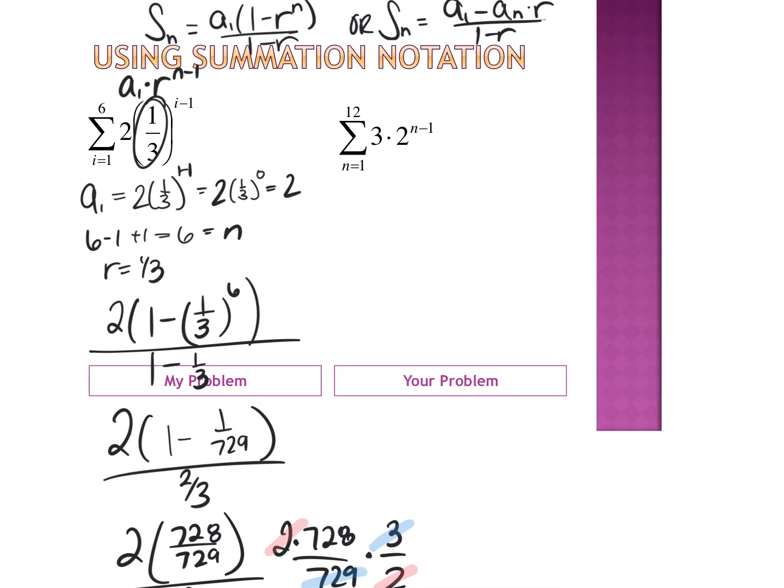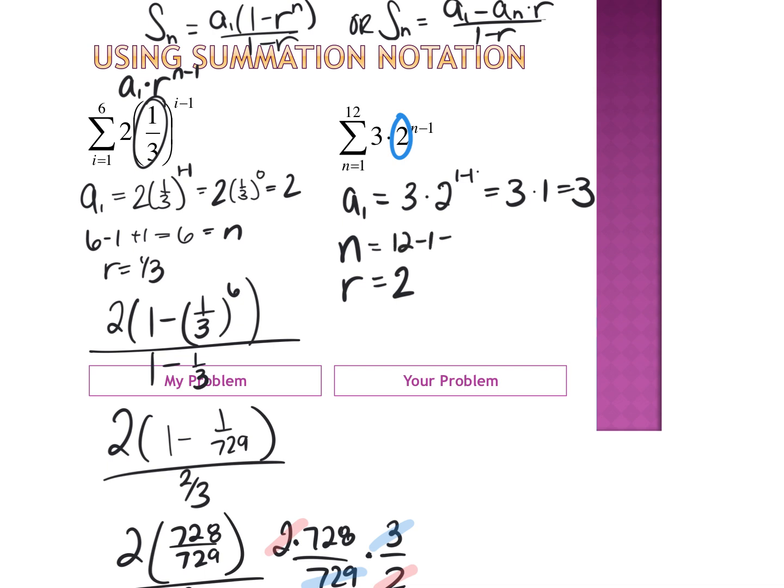Try this one. What is your A1? What is your n? What is your r? Identify those. It looks like it's in the A1 times r to the n minus 1 form. So 3 times 2 to the 1 minus 1 is 3 times 1, because 2 to the 0 was 1. So 3 is my A1. My r is the number that has the exponent on it, so r is 2. And from 1 to 12 is 12 terms.